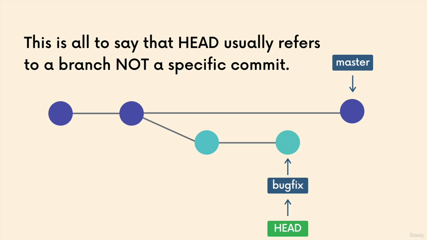And that's really the main takeaway so far. Head usually refers to a particular branch reference. It does not refer to a commit. Head is not pointing at this commit or that commit. Head is referring to the branch that we're on, and the branch reference points to a commit.